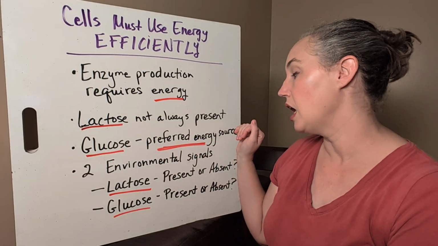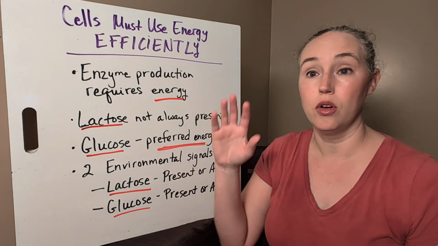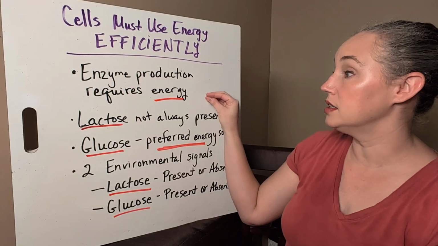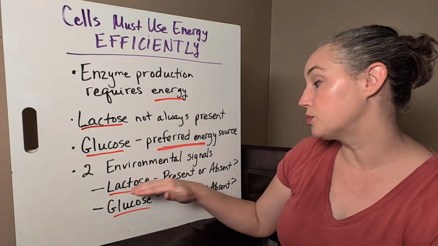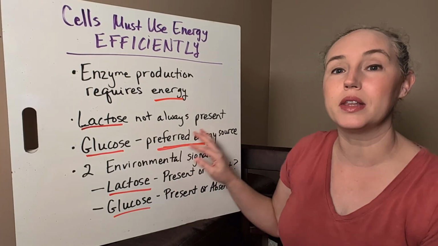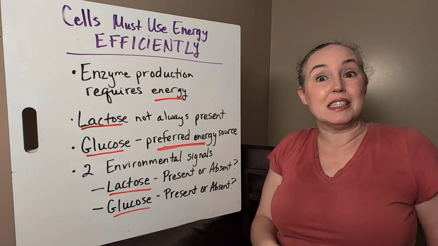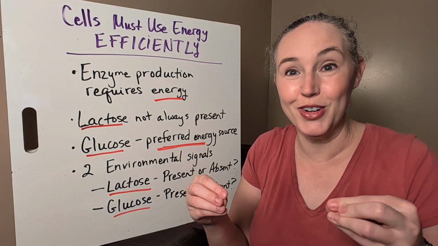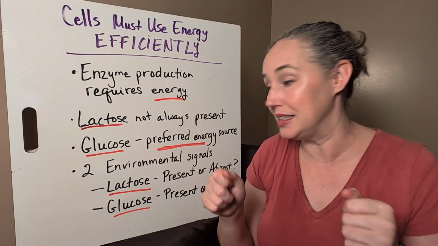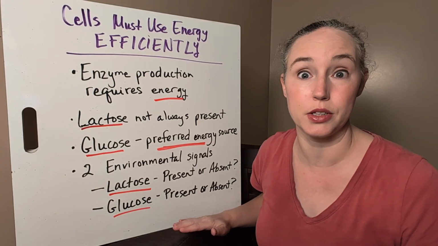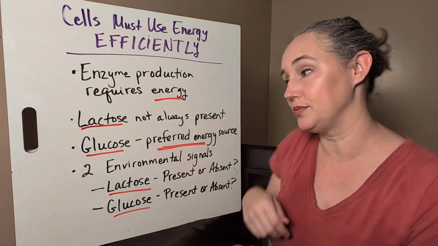Now, there are two environmental signals that regulate whether the operon is on or off. Is lactose present or absent? And remember, the environment is not like the weather. The environment of these bacteria is inside of your guts. So is lactose there or not? That will impact its on and offness. And then is glucose present or absent? That will also impact how high or low it's turned on.